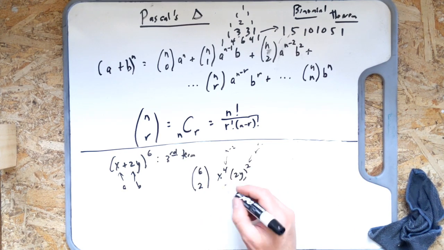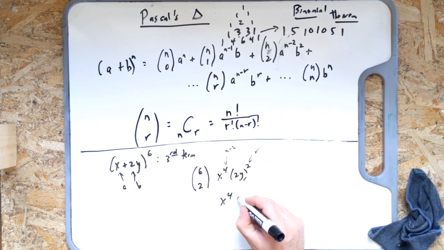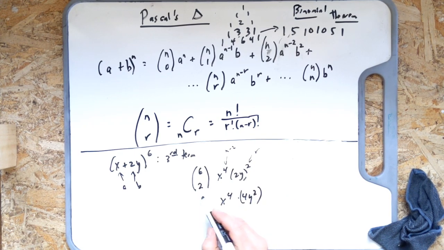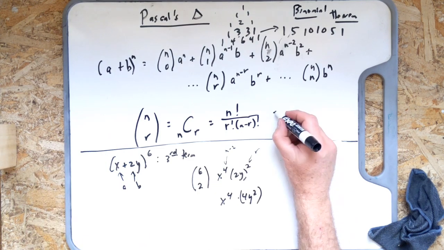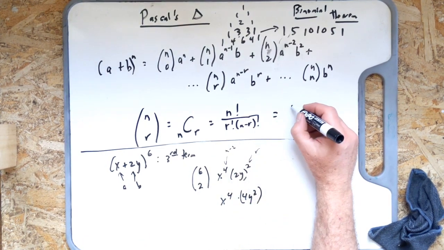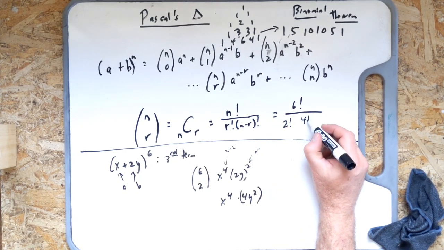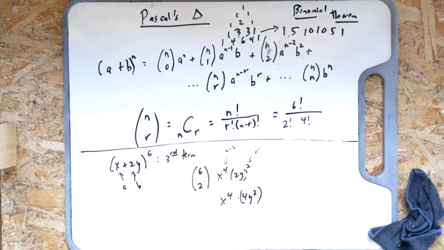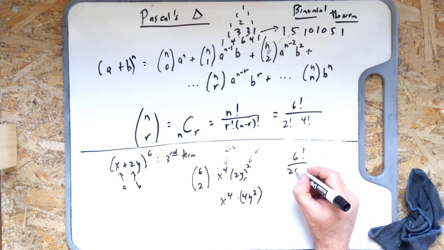Okay, so now let me do these terms. This is x to the 4th. This is 4y squared. Over here, I have what I hope is 15. Put that in here, I get 6 and 2, I get 6 factorial over 2 factorial, 4 factorial. That is a mess, so it looks like a mess, but actually I can simplify it quite easily by doing this.